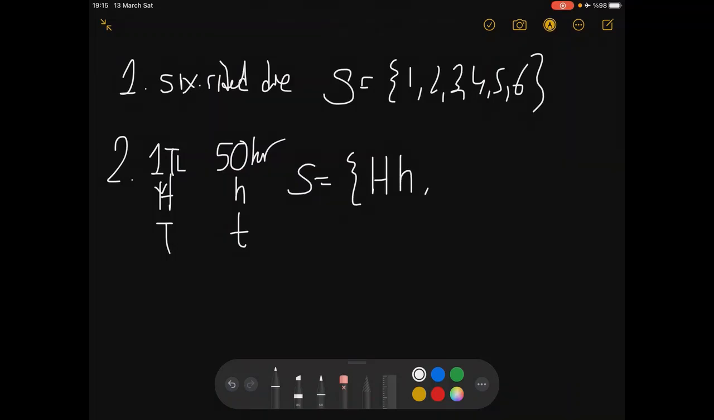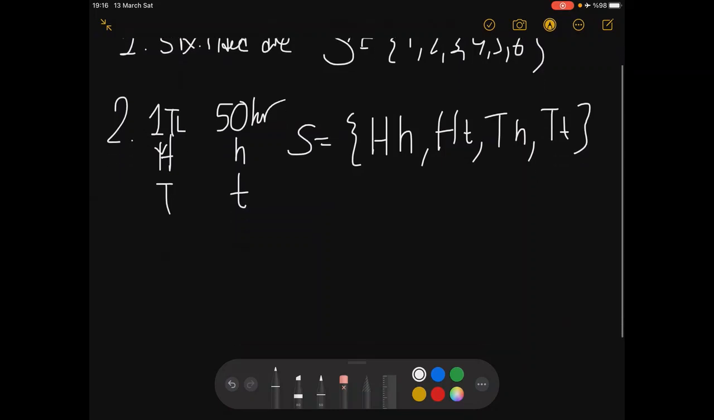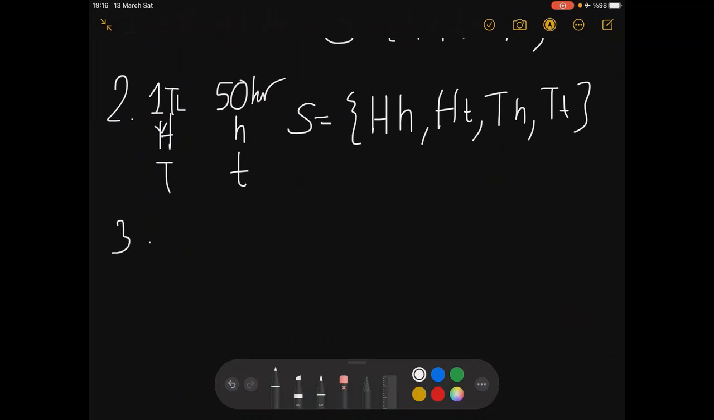And heads, for example. Okay, then heads and tails, for example. And tails and heads, for example. And tails, for example, right? So you make it yourself as well. This is your sample set. This is what can happen in this sense.